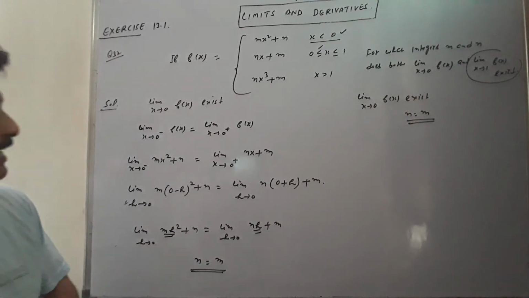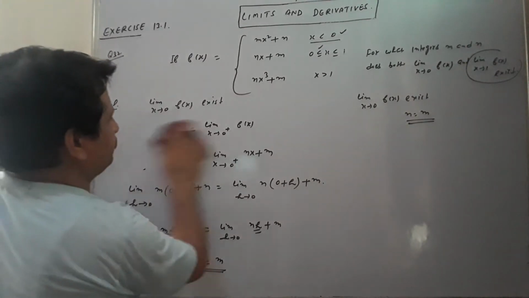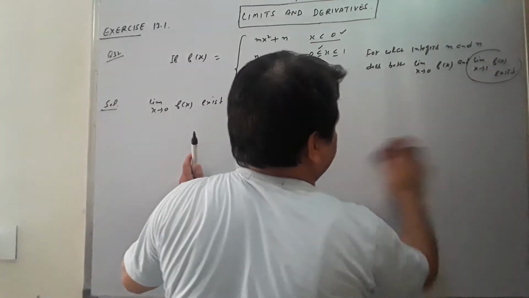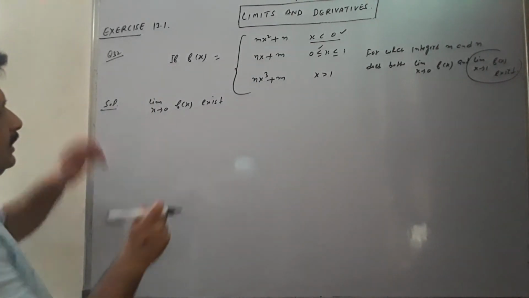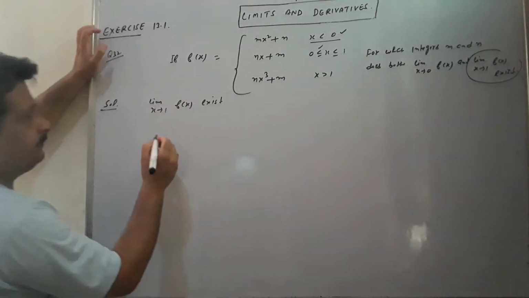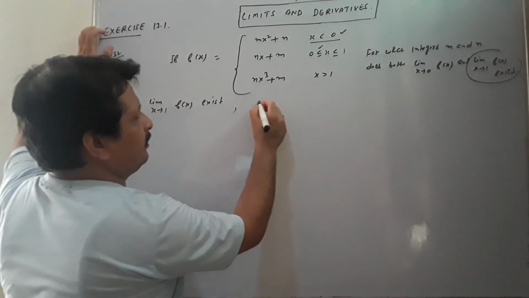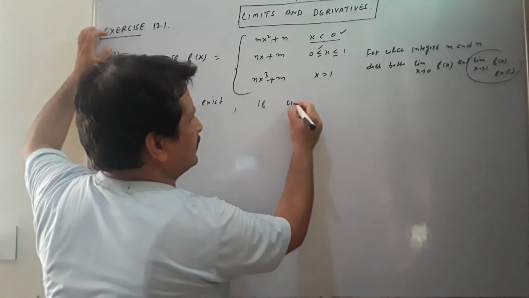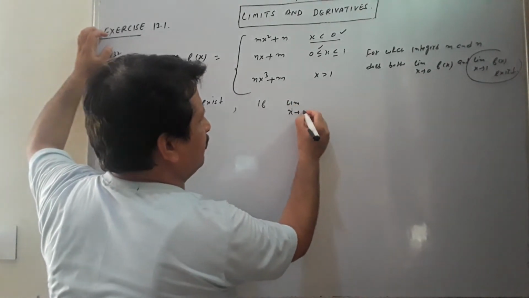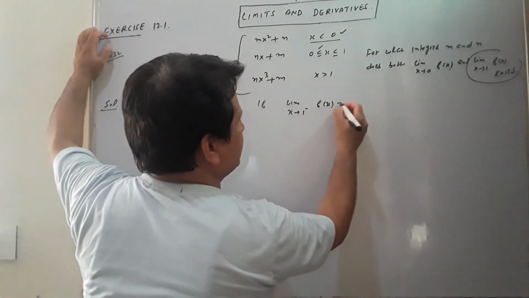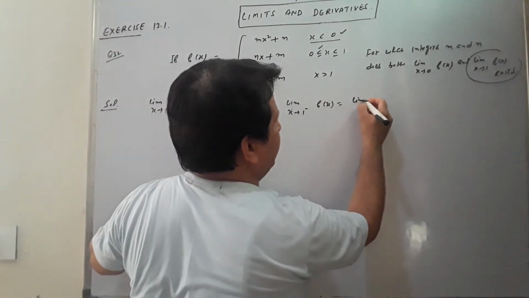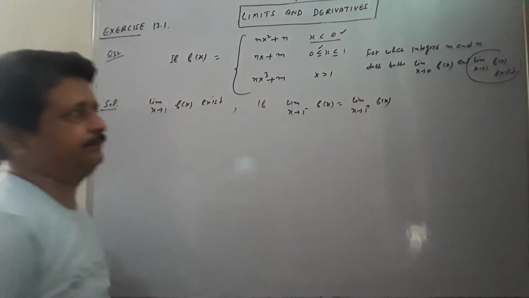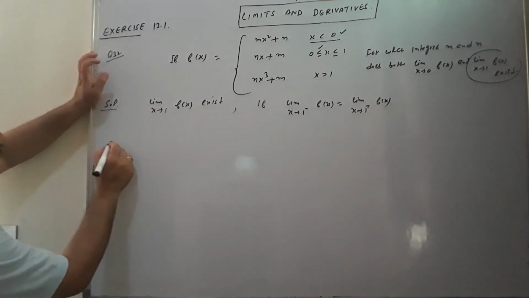So let us come with the second part. Now here x tends to 1. This will exist if, what will happen? Limit x tends to 1 negative f of x is equal to limit x tends to 1 plus f of x. Right students? Now apply it.